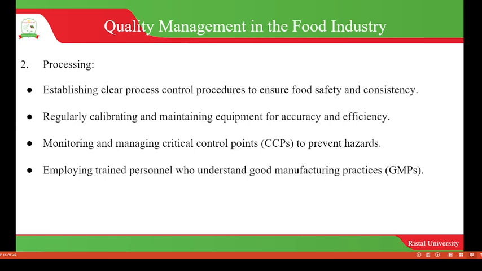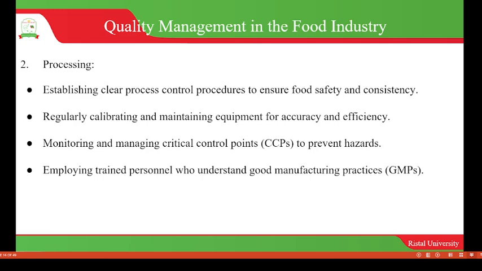Then we also have to monitor and manage critical control points to prevent hazards. We know the disadvantages of hazards. Once our food contains a hazard, that means the food is unsafe for human consumption, and therefore it will not be in a position of meeting the required standards or the quality requirements.